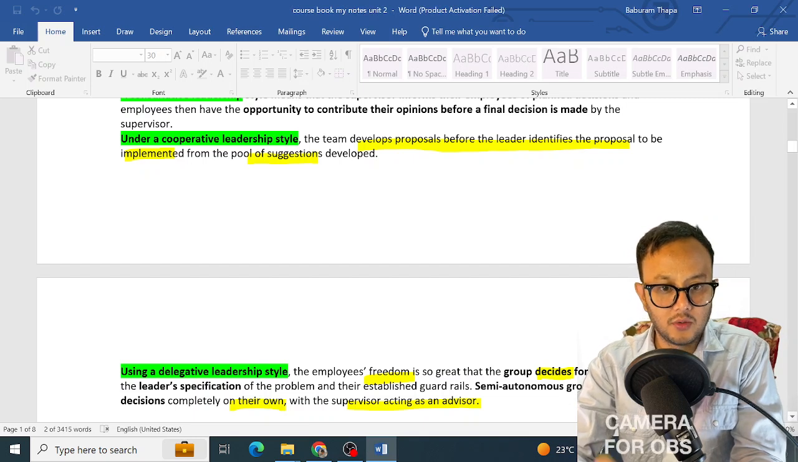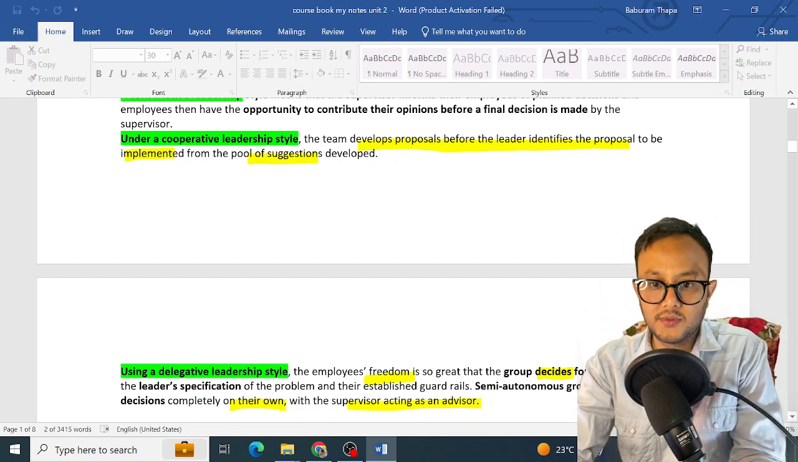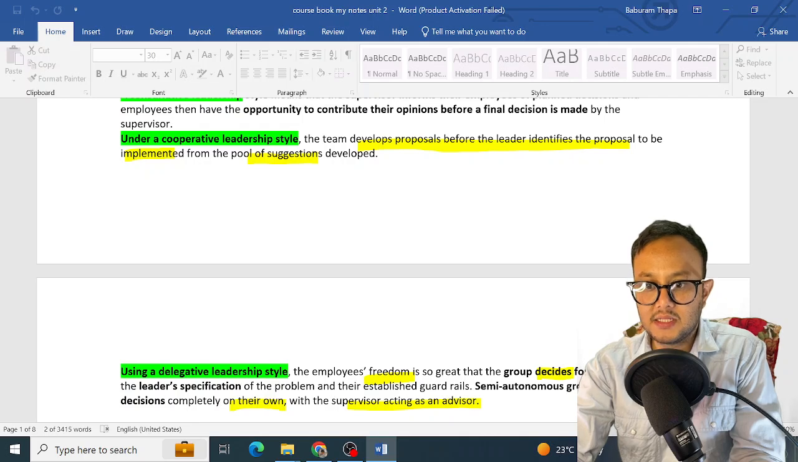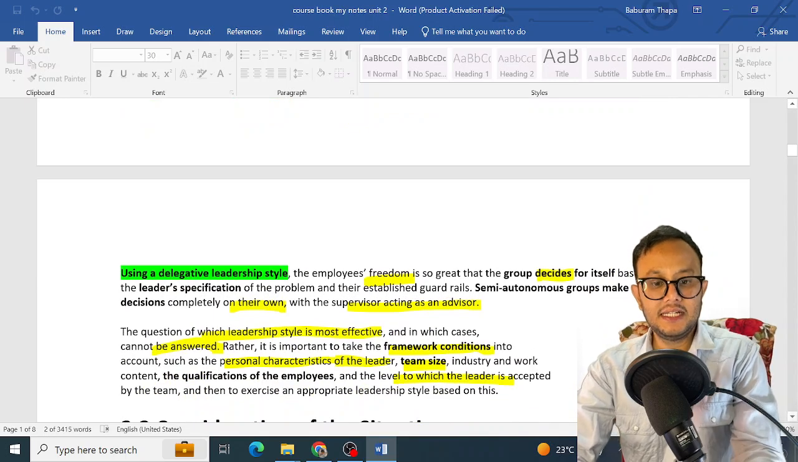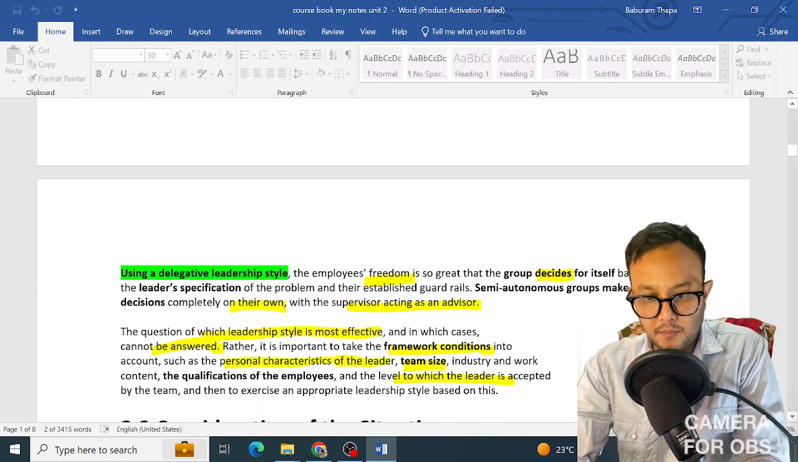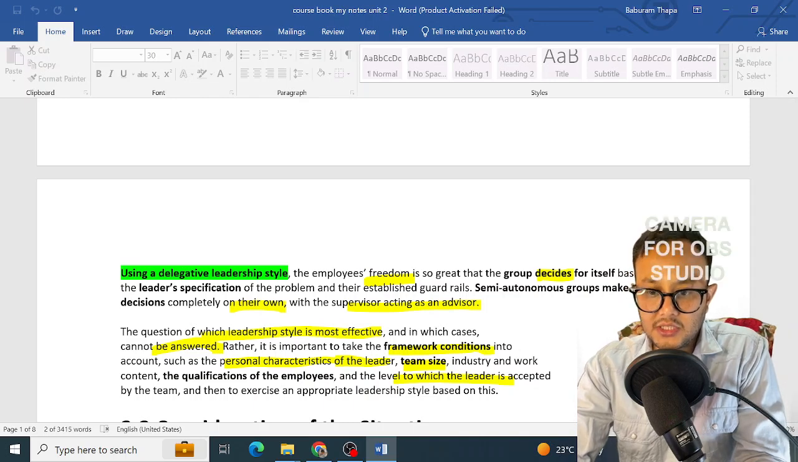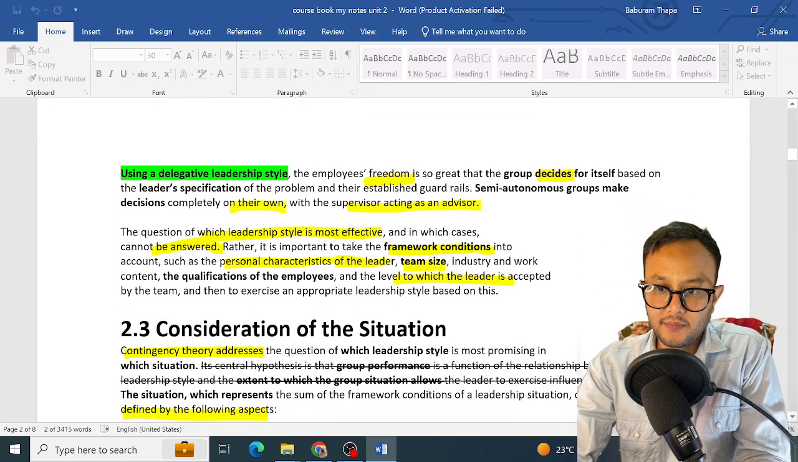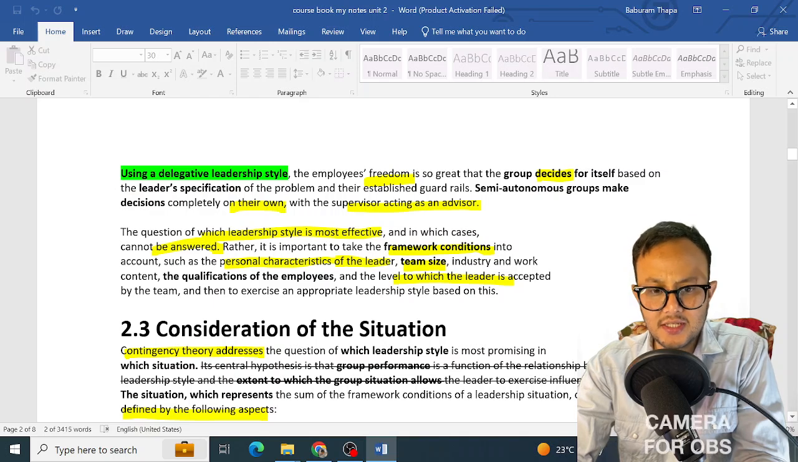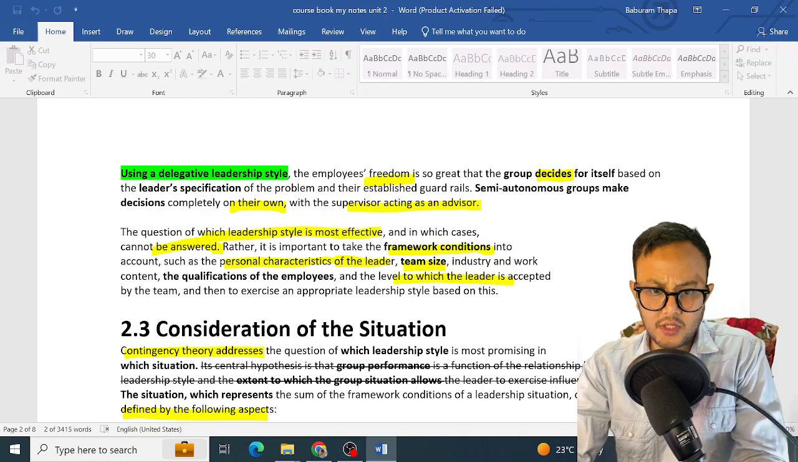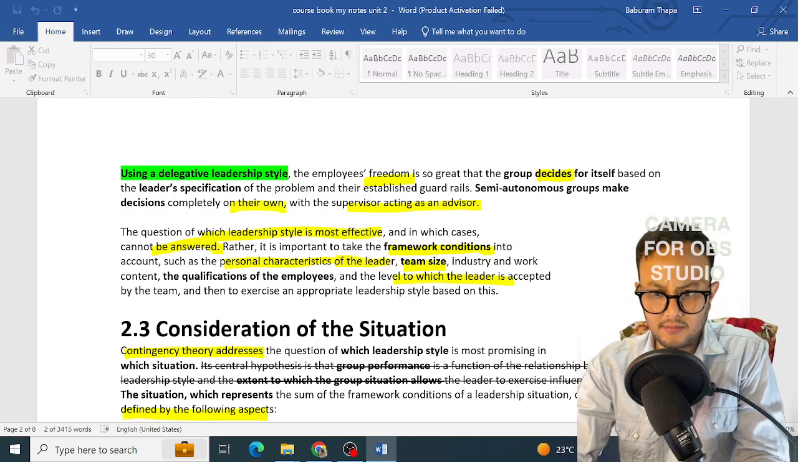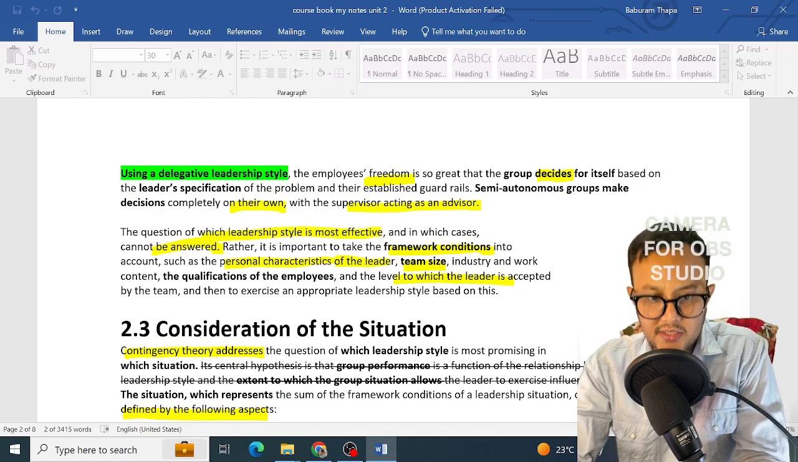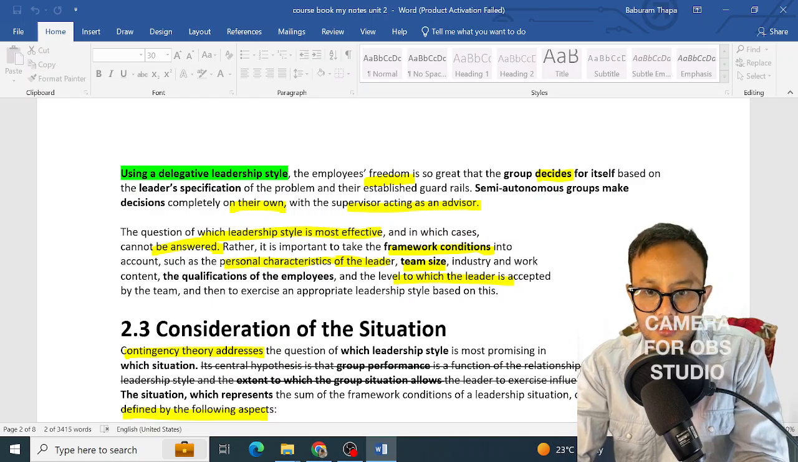Under a cooperative leadership style, the team develops proposals, and the leader identifies the proposal to be implemented from the pool of suggestions developed. Using a delegative leadership style, the employees' freedom is so great that the group decides for itself based on the leader's specification. The leader says this is the goal that has to be achieved, and the group of employees decides what they do and how to do it, based on the leader's specification of the problem and the established guardrails.